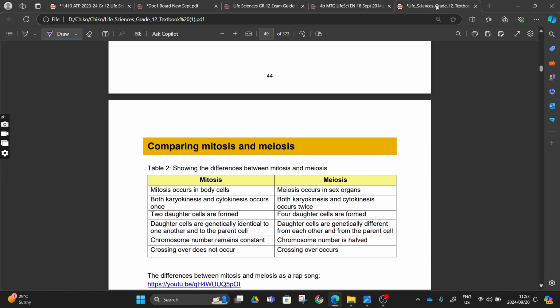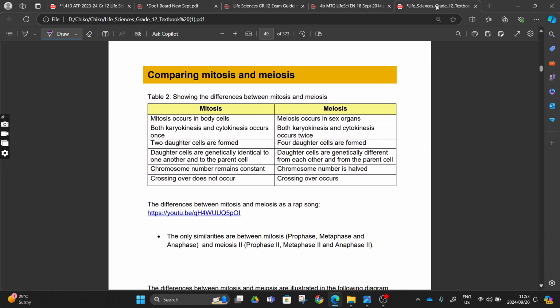And then from there we can compare mitosis and meiosis. Mitosis only occurs in our body cells, but meiosis occurs in our sex organs, our testes and ovaries. Both karyokinesis and cytokinesis occur once in mitosis, but in meiosis, because it's a two-stage division, both karyokinesis and cytokinesis occur twice. In mitosis two daughter cells are formed, and in meiosis four daughter cells are formed at the end of the cell division.